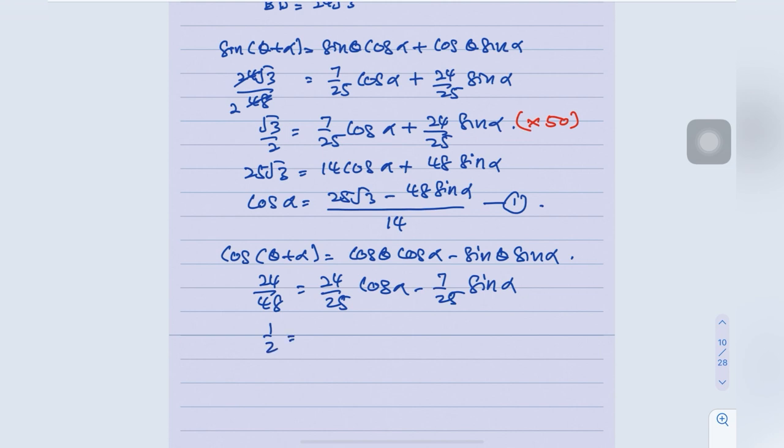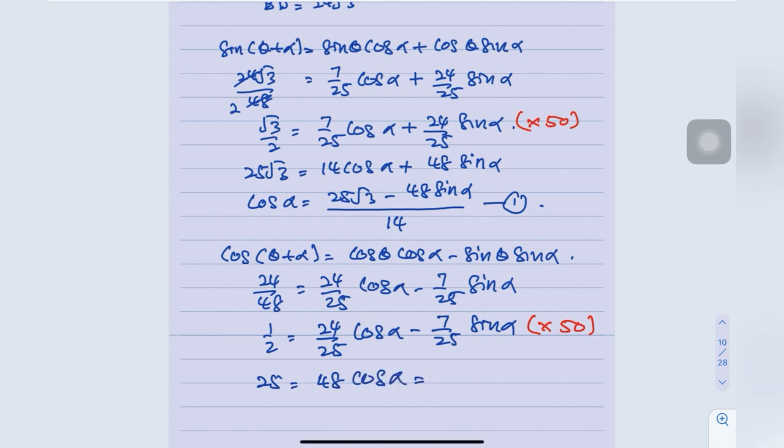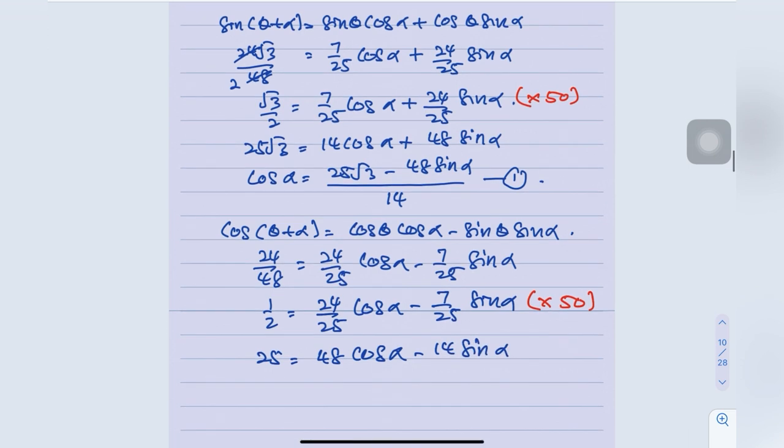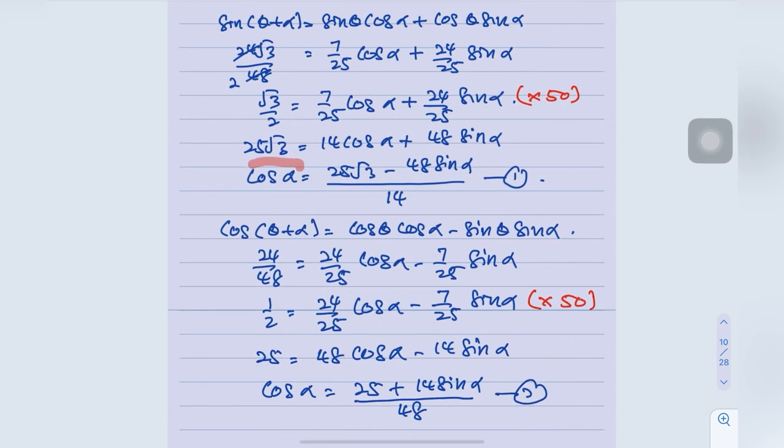So then we simplify. This one is 1 over 2 equals 24 over 25 cos alpha minus 7 over 25 sine alpha. Okay, so all times 50. So then this one equals 25 equals 48 cos alpha minus 14 sine alpha. Then make cos the subject. So now we got cos alpha equals 25 plus 14 sine alpha over 48. This is equation 2.